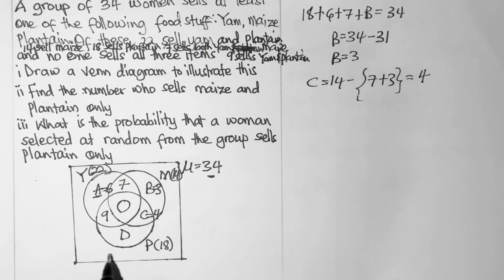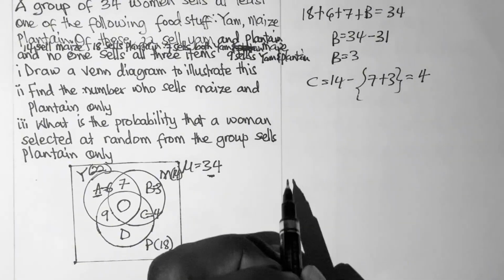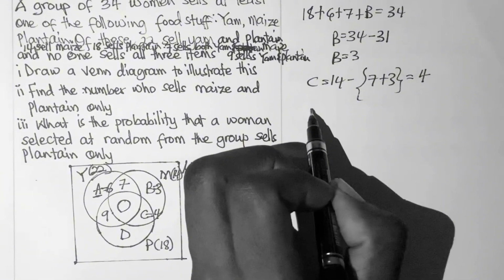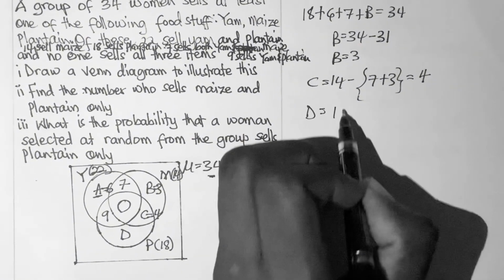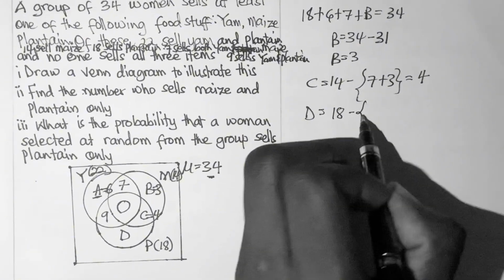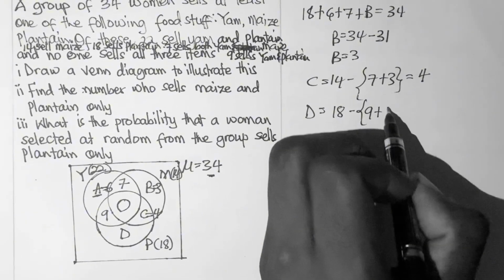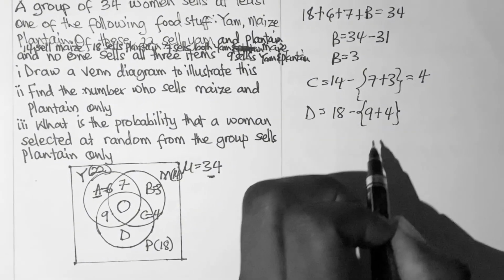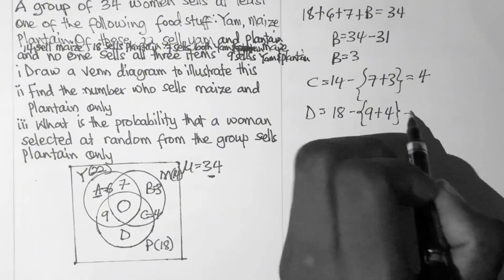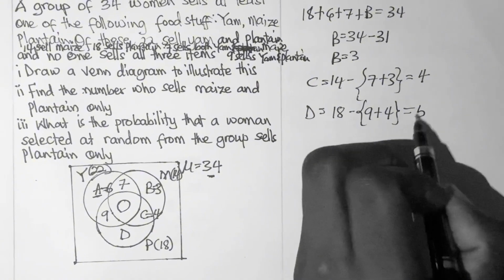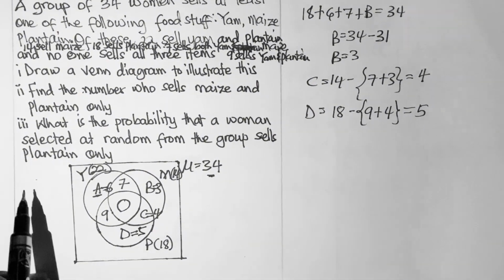Now, having found C, we can find D. Because we know that all of this region is 18, D is equal to 18 minus (9 plus C, which is 4). So 9 plus 4 is 13. 18 minus 13 is equal to 5. So here is 5. Now we can answer the questions.